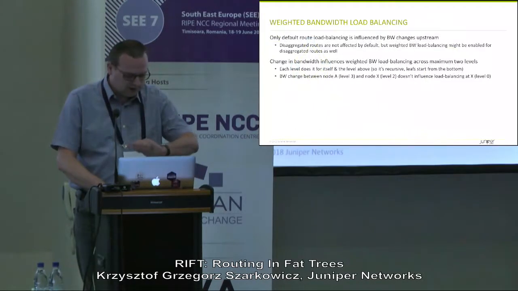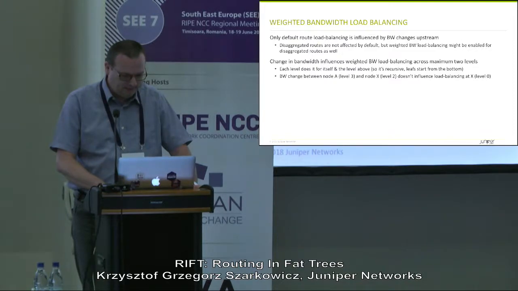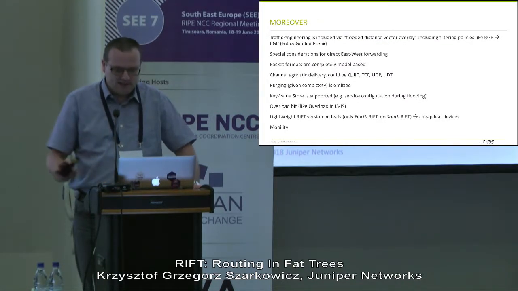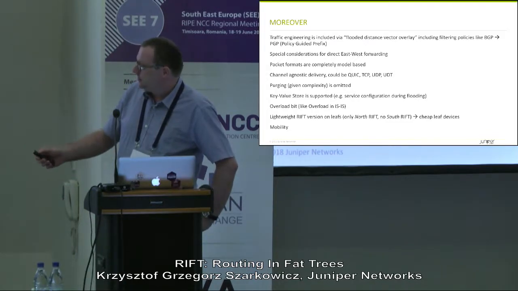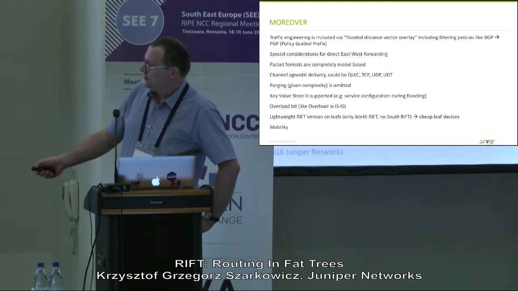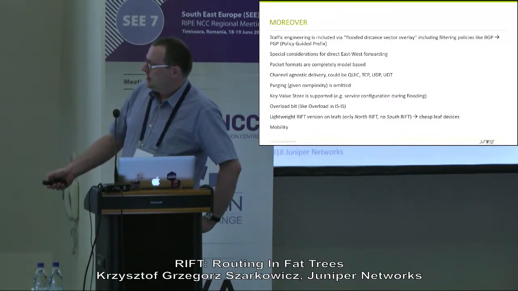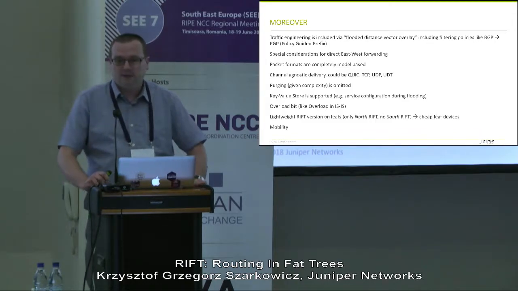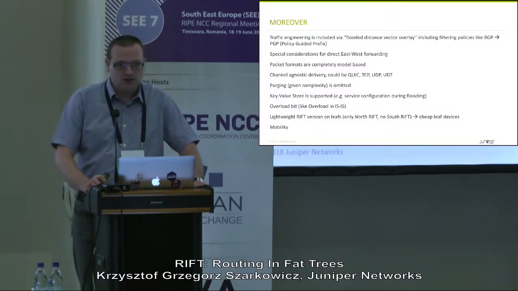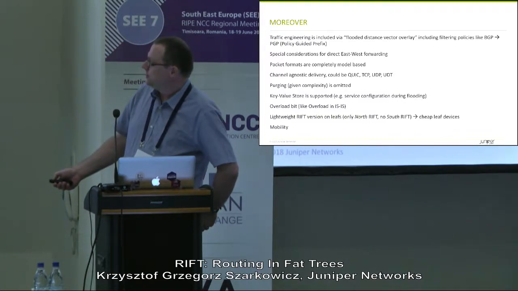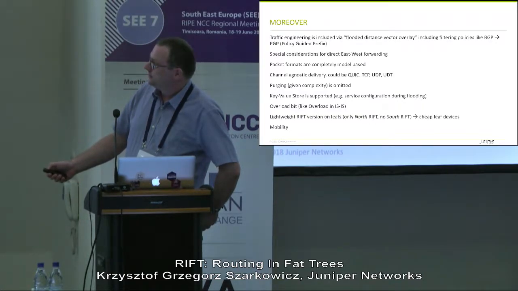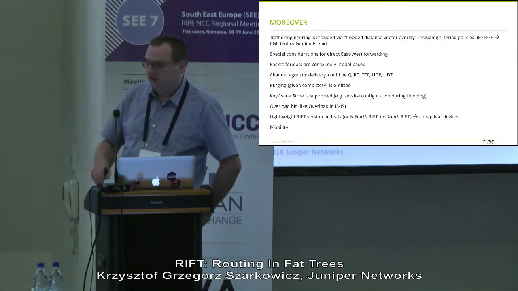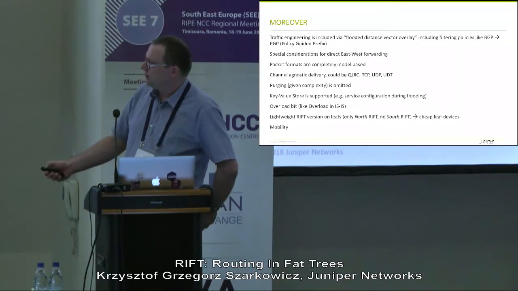All right, so I will finish now. There are a couple more things here. I will not go into details, but important here as well, we have a kind of overload bit like in ISIS. It is possible to have a lightweight Rift version on the leaves, because on the leaves we don't need to have southbound protocols, only northbound. So it could be a cheap version of Rift. There's also some special consideration for the east-west forwarding when we have direct links on the same level. I will not cover it here, but it's described in the draft.